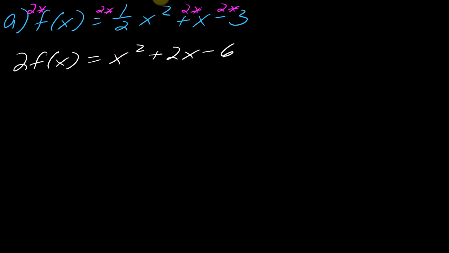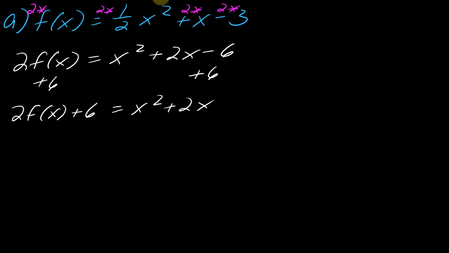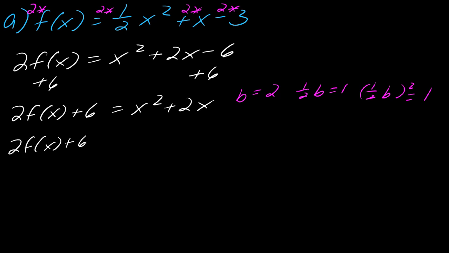So I'm going to add 6 to each side. So I get 2 times f of x plus 6 equals x squared plus 2x. Now I'm ready to complete the square on this side. In this case, my b is 2, my half b is 1, and my half b squared is still 1. So now I need to add that 1 to each side.